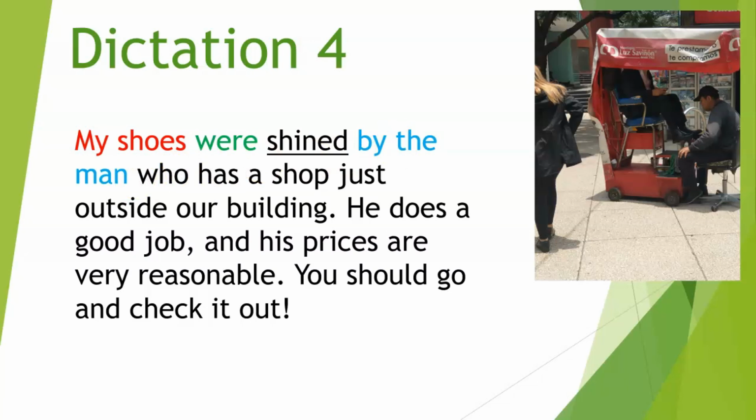Sometimes we can have other words. We can say my shoes were shined by the man, but then we have something called an adjective phrase: who has a shop just outside our building. This is what we call an adjective phrase, and it's just giving us more information about the man. Any questions about that, let me know. In future videos, we will be talking more about different words that we can add to our passive voice sentences to make them more interesting and to give us more information.